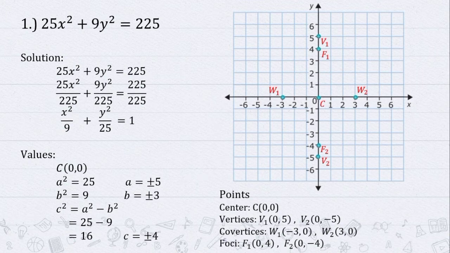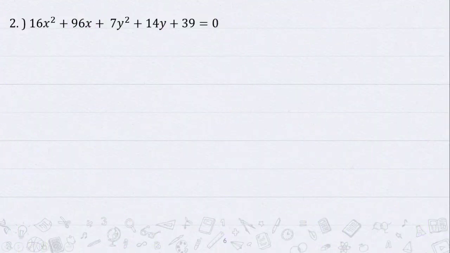We can now create our graph using the points of our vertices and co-vertices. This is how our ellipse looks like. This is now our second item.